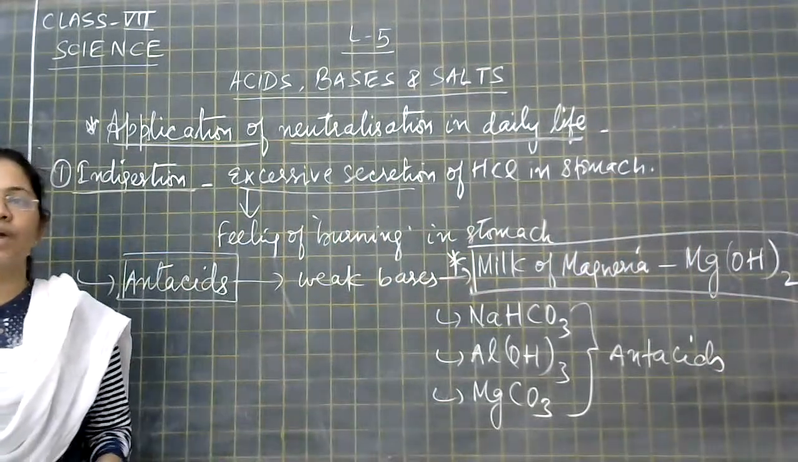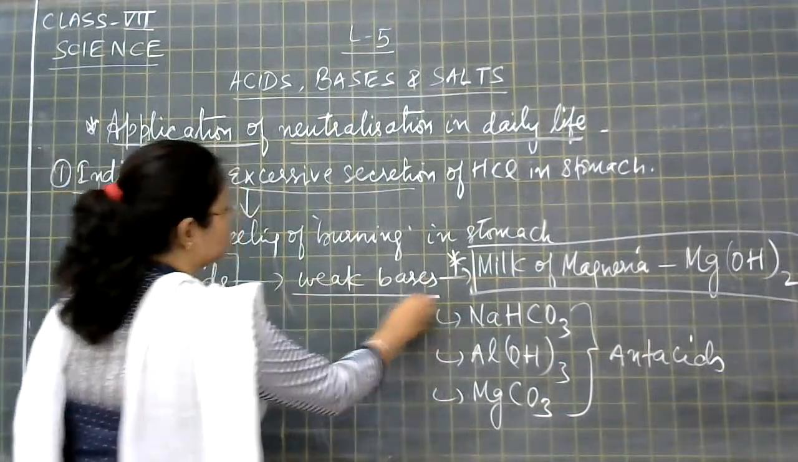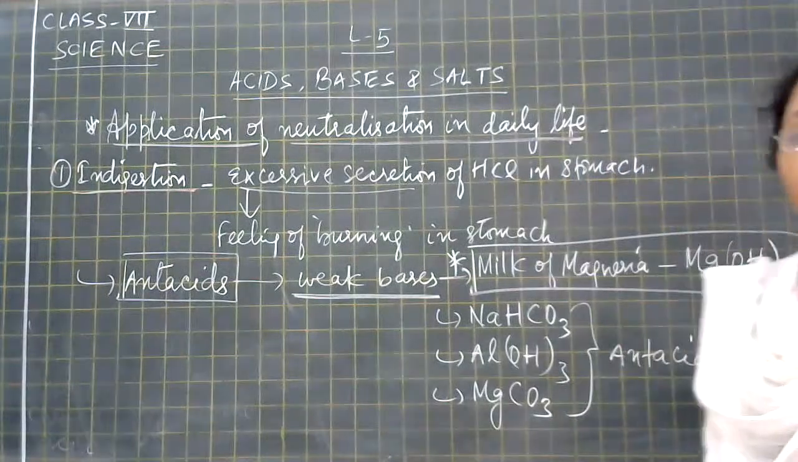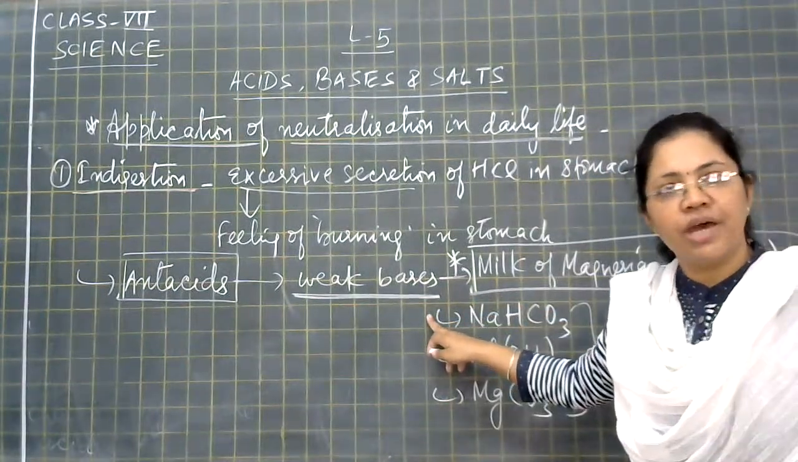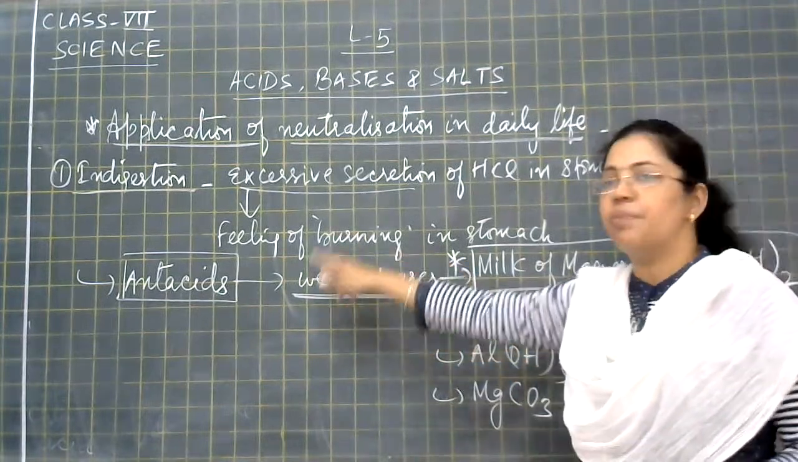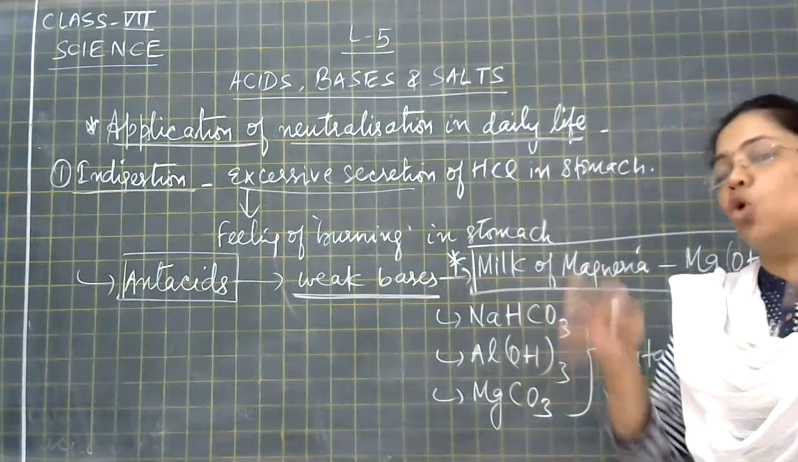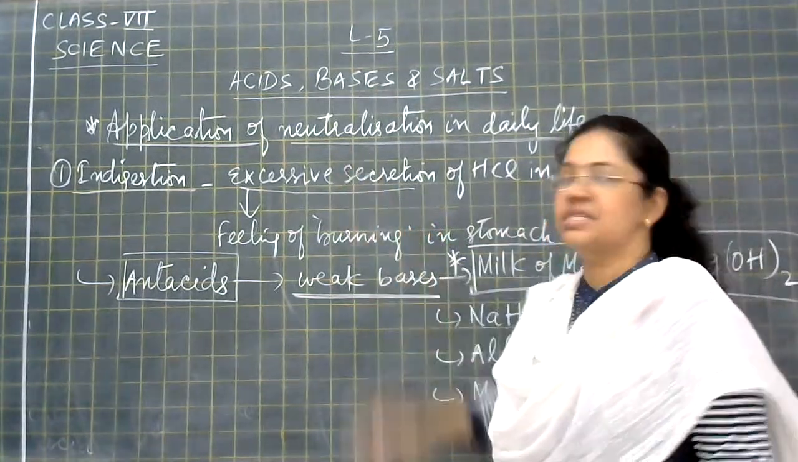All these are examples of antacids, and do remember that antacids always need to be a weak base. Antacids का जो chemical nature है वो हमेशा याद रखेंगे, ये weak bases होते हैं, and that's why when we consume them, they don't harm, but they neutralize the excessive acid.